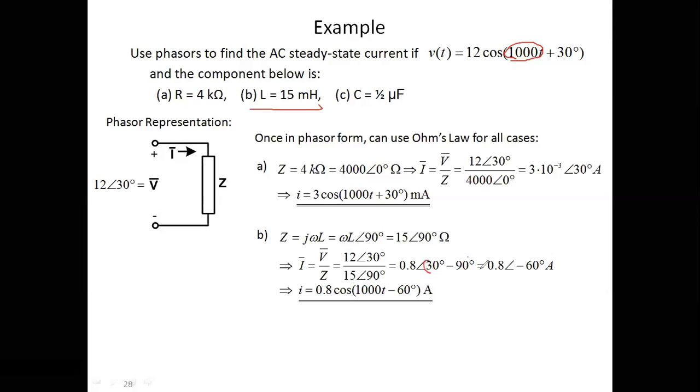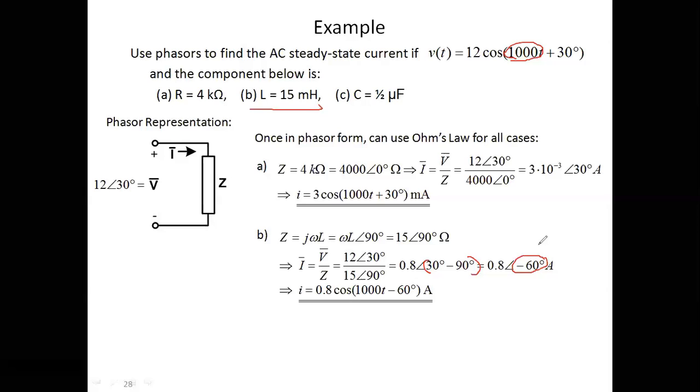Okay, this is in the bracket, because the phase angle at the numerator minus the phase angle at the denominator gives us the total phase angle, especially when we are dividing. So this becomes 30 minus 90, and that becomes 0.8 with a phase angle of minus 60 degrees. Again, we can write these in a waveform representation, which is what is expected of us in many cases.